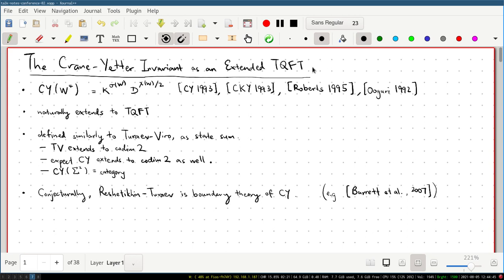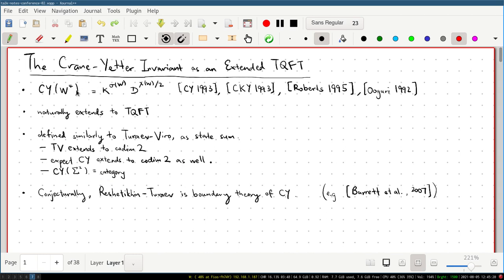So today I'm going to be talking about the Kreyniota invariant as an extended TQFT. The Kreyniota invariant is an invariant of four manifolds that naturally extends to a TQFT. It's defined in a manner similar to Turaev-Viro as a state sum, and since that extends to codimension 2, we expect Kreyniota to do the same as well. In particular, Kreyniota assigns to a surface a category.